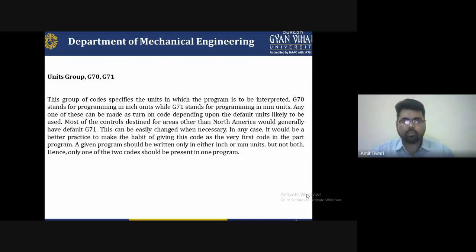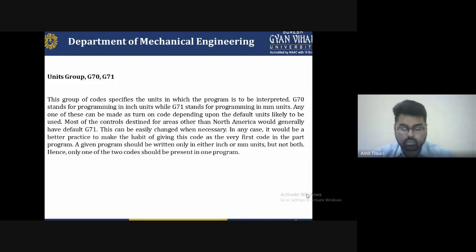Sometimes G70 is also used, depending upon the condition and the requirement, what dimensions you require for the machining, whether in inches or in mm. The decision depends upon your application, where you want to make a dimension or any other specification. So that's why it is very complicated, as we decided earlier.